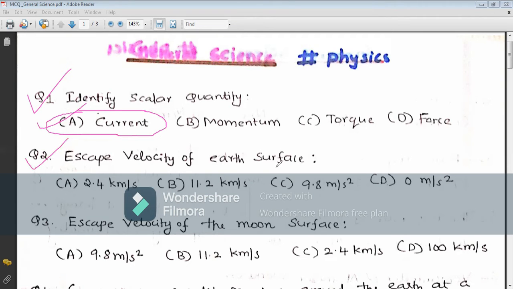What is the escape velocity of Earth's surface? Which among the options is the right answer? So I should choose 11.2 km per second.